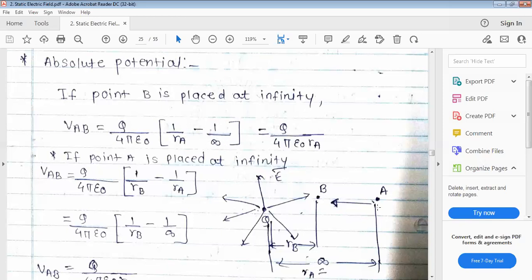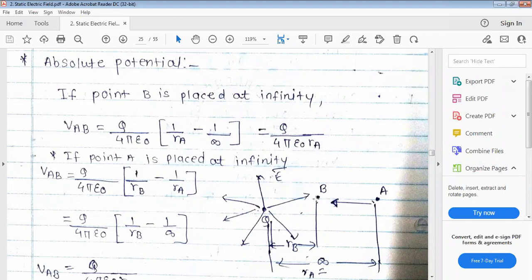Where is point A placed? What is the distance between this charge Q and point A? This point A is placed at infinity distance, okay, which is not measurable. So we can write it as 1 upon infinity, and 1 upon infinity is equal to 0. Therefore, this VAB becomes only Q upon 4 pi epsilon 0 RA.